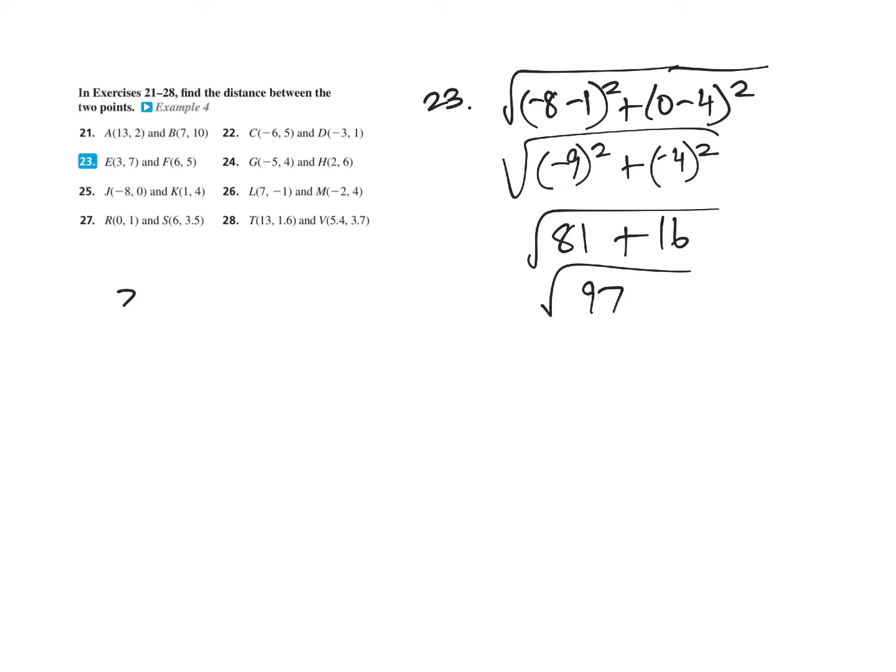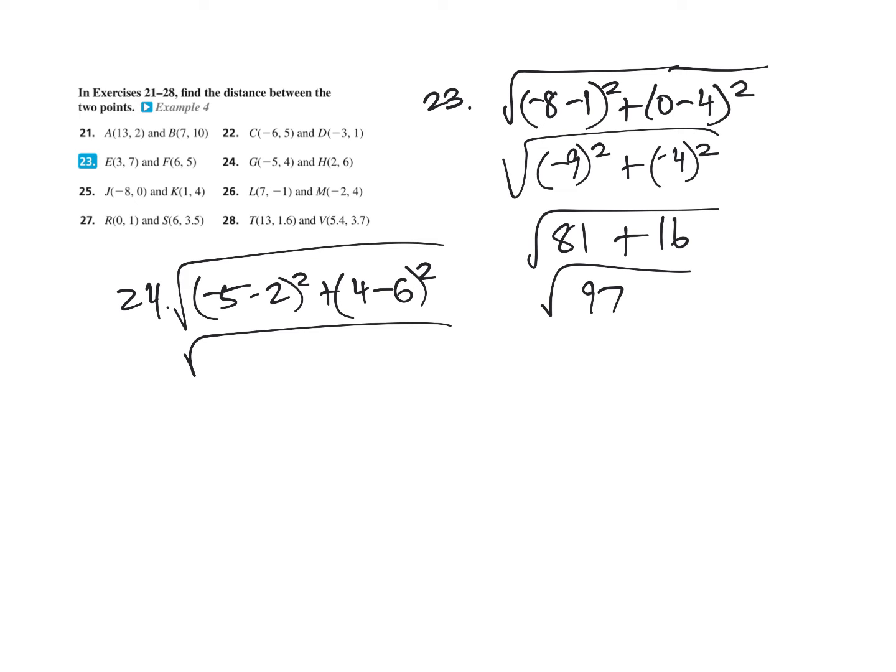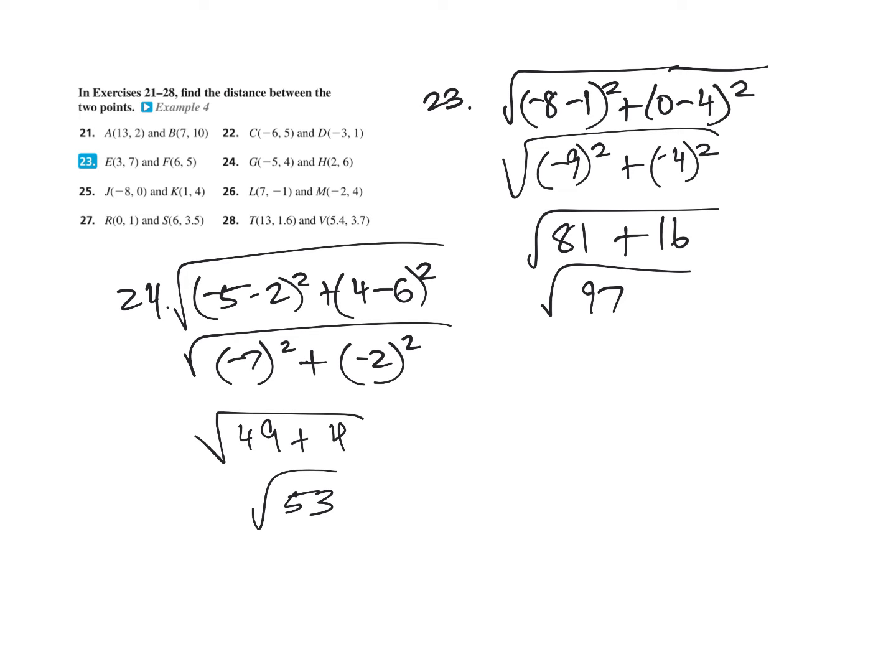Okay, number 24. Negative 5 minus 2 squared plus 4 minus 6 squared. Don't forget your square root. Negative 5 minus 2 is negative 7. 4 minus 6 is negative 2. Negative 7 squared is 49. Negative 2 squared is 4. Don't forget your square root. It's 53. 25.